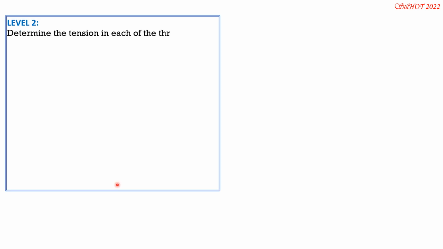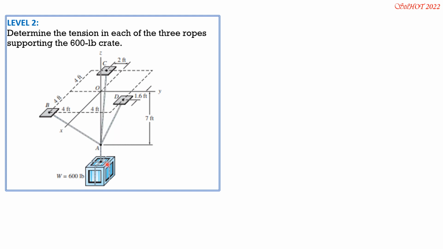Level 2 problem. Determine the tension in each of the 3 ropes supporting the 600-pound crate. So again, let's express each force into vector form so that we can easily add the corresponding components and equate it to 0. So for tension in AB, it is directed forward positive 4i. So tension in AB in vector form is magnitude of tension in AB, quantity 4i.